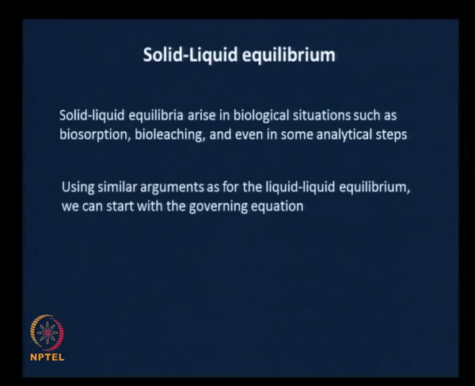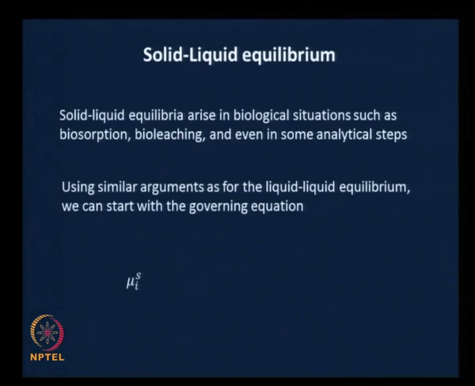And even in some analytical steps, you come across situations where a solid is contacted with a liquid and there is distribution of a certain component or some components. In such cases, we could utilize the same arguments for equilibrium. Equations 5.1 to 5.5 and so on need to be valid in any case. They are basal conditions of equilibrium. Even if we concentrate from 5.3 onwards, we are going to take thermal and mechanical equilibrium as given.